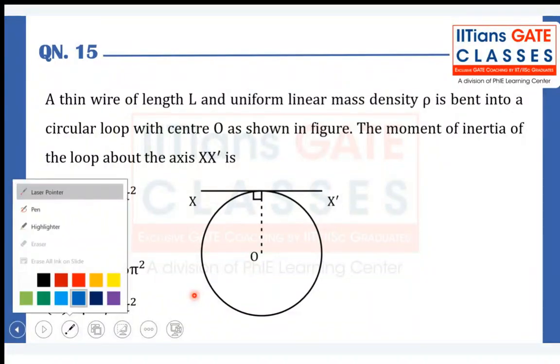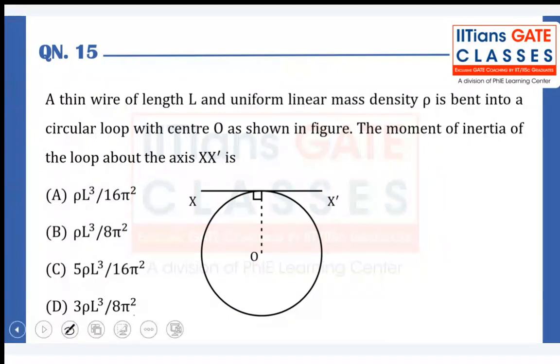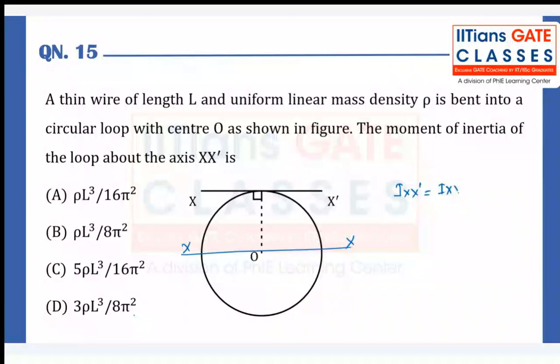So basically, let's first draw one axis here. Let's call it the x axis. If you want to calculate the moment of inertia about the axis x dash, it has to be equal to the moment of inertia about axis xx plus mr square, where let's say this is the capital R.